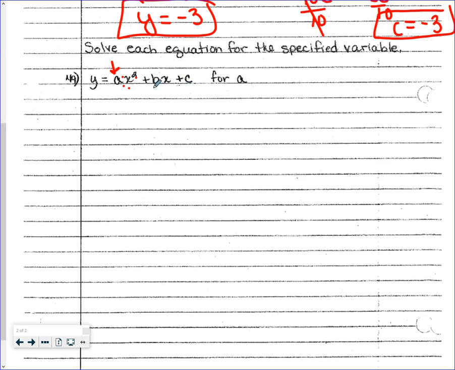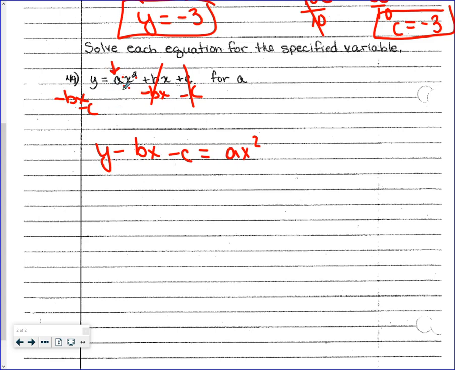How do I get rid of a plus anything? I'm going to subtract it, aren't I? I'm going to subtract this to make it move, and I'm going to subtract this to make it move. If I subtracted bx from the right, I have to subtract it from the left side. And if I subtracted c from the right, I have to subtract it from the left. So I had a y, I subtracted a bx, and I subtracted a c. And the ax squared is still hanging out, okay?